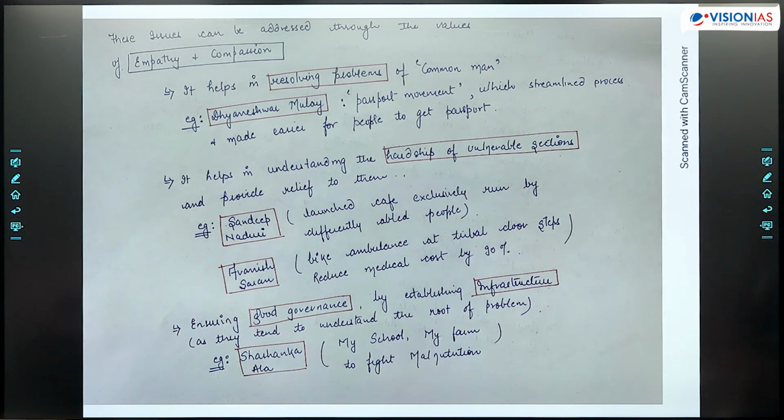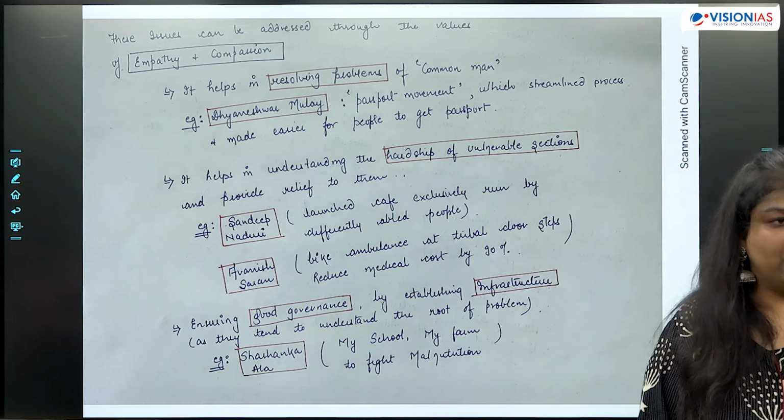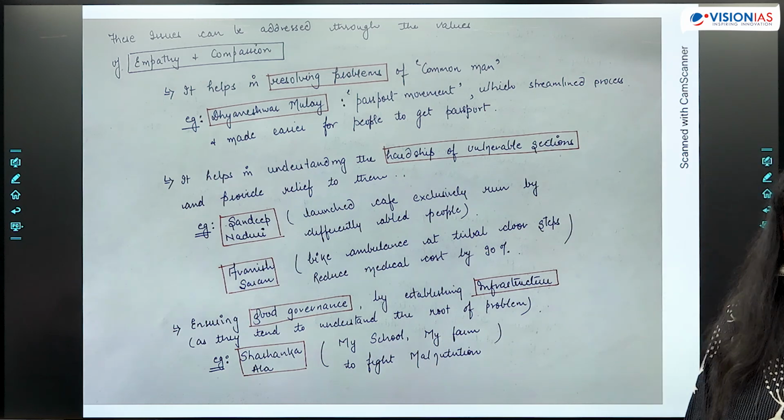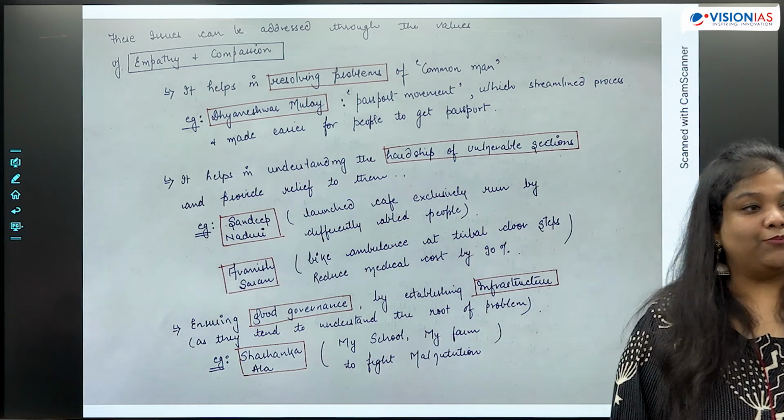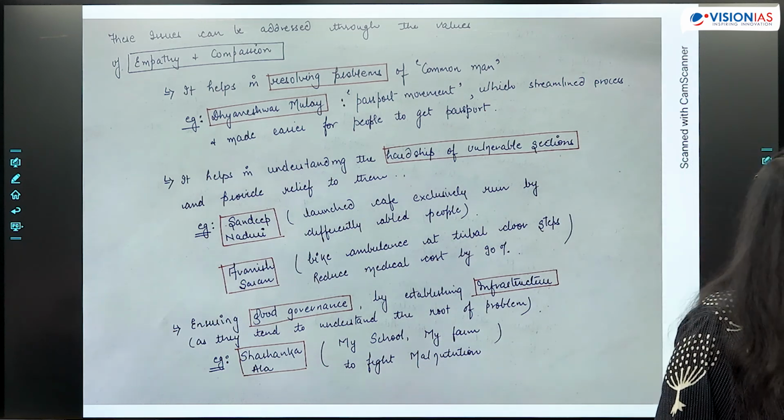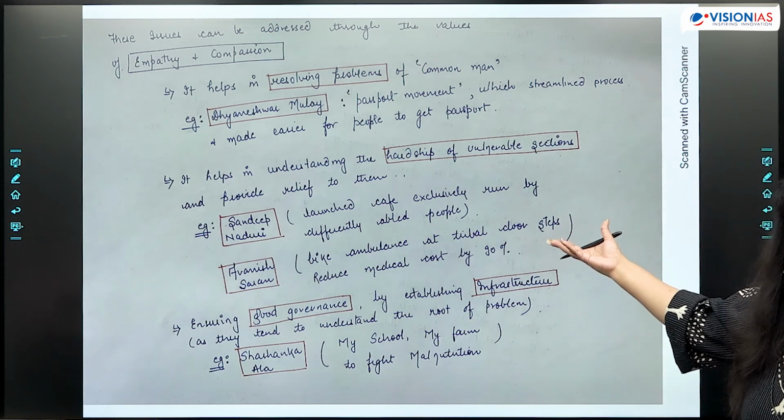Similarly, it helps in understanding the hardships of the vulnerable sections and providing them relief. I have taken 2 examples here. One is Sandeep Naduri. He started a cafe able for differently abled people. He realized that among the differently abled people, one of the challenges is economic empowerment. And why is economic empowerment the challenge? Lack of job opportunity. So he not only empathized, but showed compassion, and he initiated the concept of cafe able for differently abled people. So this can be written as an example.